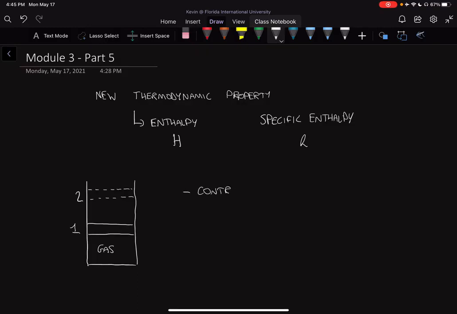The first assumption is that the problem is control mass, which means mass does not change. So it's a constant mass. We're also going to assume that this is a quasi-equilibrium problem. If we go back to our initial modules, we talked about what quasi-equilibrium means. And also that it's a constant pressure problem. So we have no resistance that changes on the piston. The resistance is always the same, therefore the pressure is constant. We have no changes in kinetic energy and potential energy.